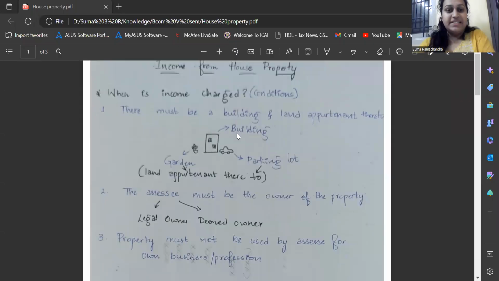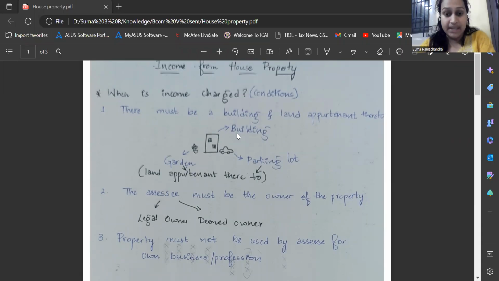Okay, we'll be starting with the revision of income from house property. When will any income be charged under this head? Only when these three conditions are satisfied. What are the three conditions? First one being there must be a building, and there can be a land which is appurtenant thereto. The land appurtenant thereto meaning a parking lot or a garden which is attached to the building.